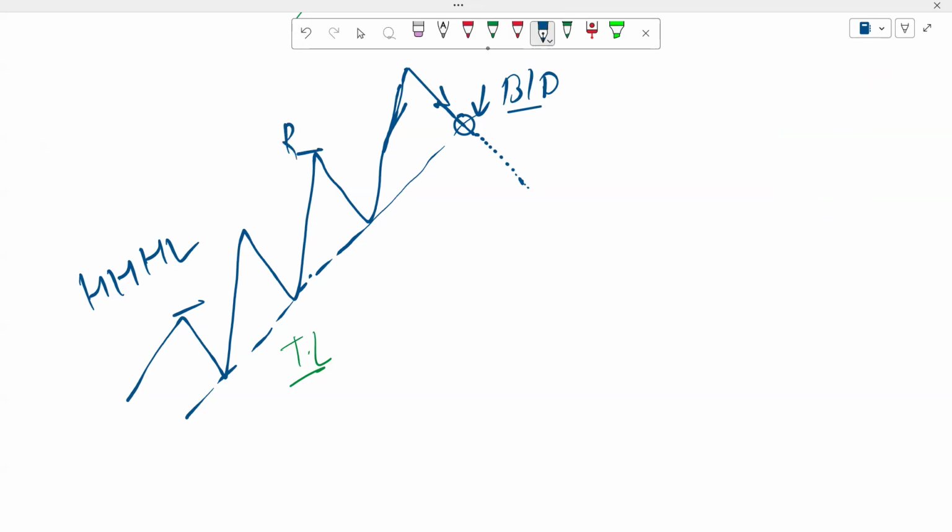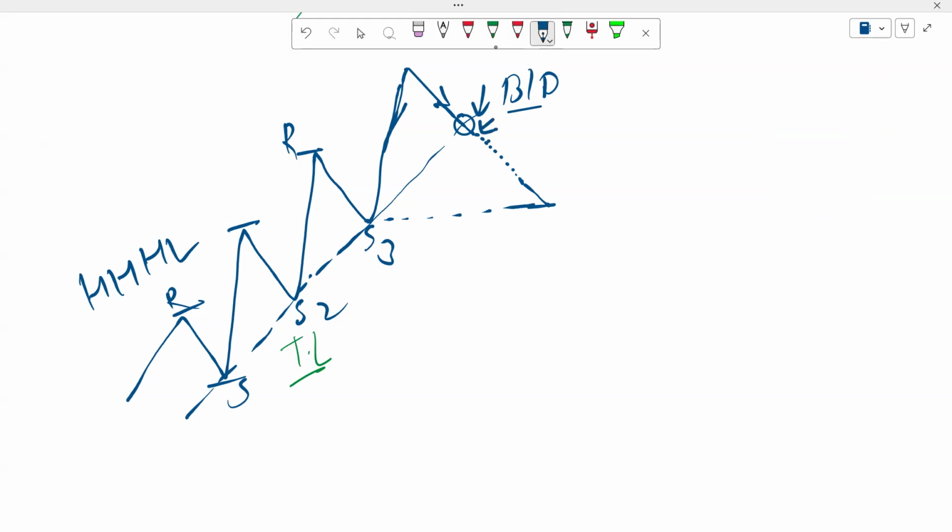These are the resistance, right? I told you these are the resistance. These are the support, S1, S2, and S3. So if it is coming down, when will it take the support? This is the nearest support, S3. So it will take the S3 support.